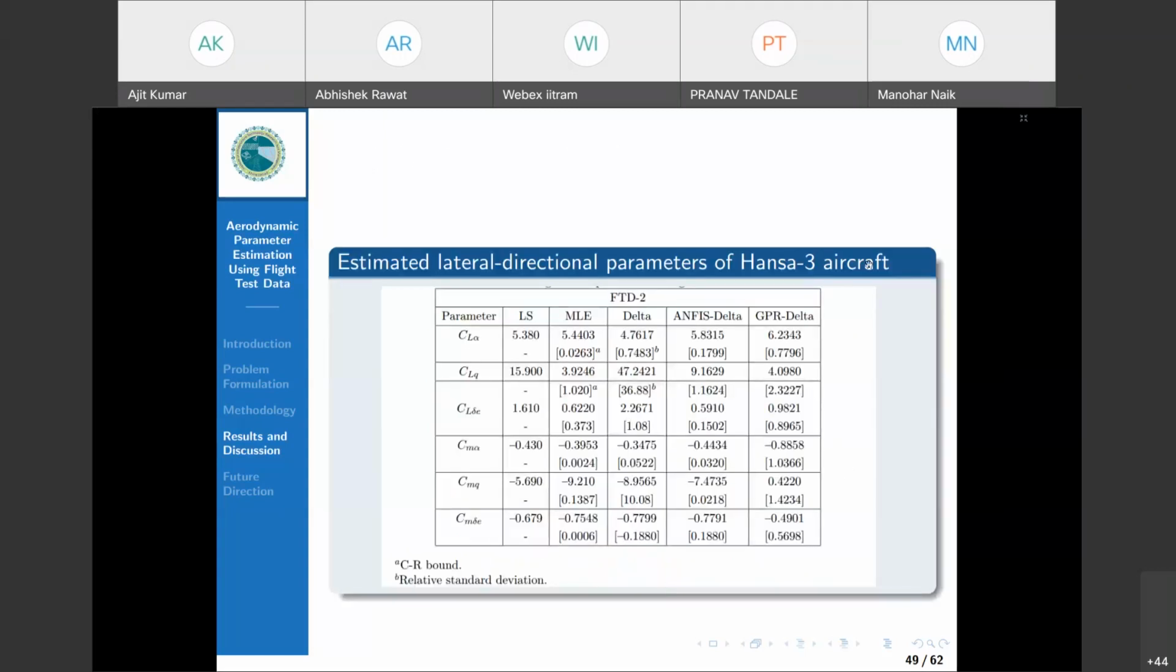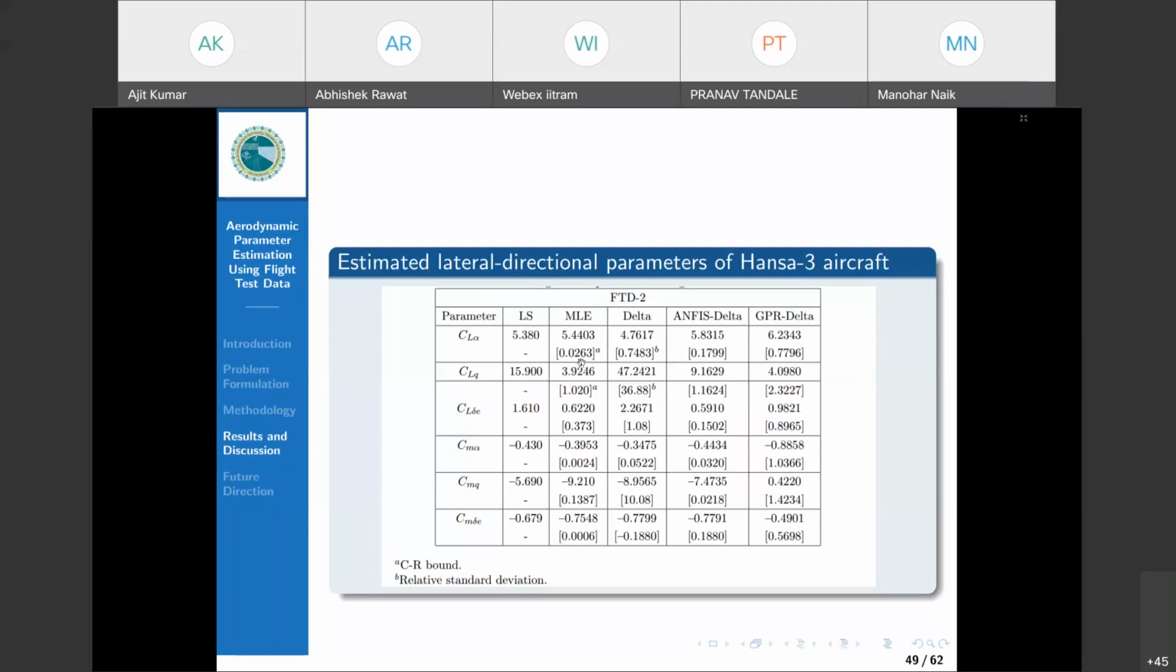Coming to the estimation part, when we perform the parameter estimation, the actual algorithm on this data, this is the result after employing flight test data 2. We also kept the results from traditional methods like LS, least squares, and the maximum likelihood estimation method, along with the results of the delta method, NFIS delta, and GPR delta. I have kept the results only for the strong parameters: CL alpha, CLQ, CL delta E, CM alpha, CMQ, and CM delta E. The results derived from delta, NFIS delta, and GPR delta are quite comparable since we are dealing with real-time data. You might not get exactly similar parameters, but they are quite comparable to each other. We also kept LS and MLE for reference.